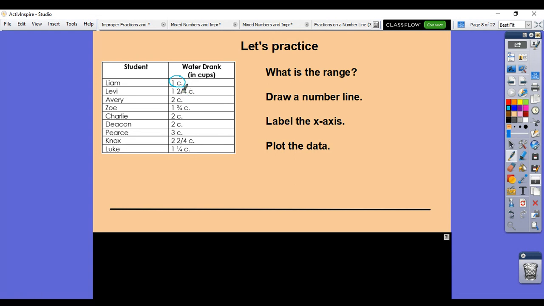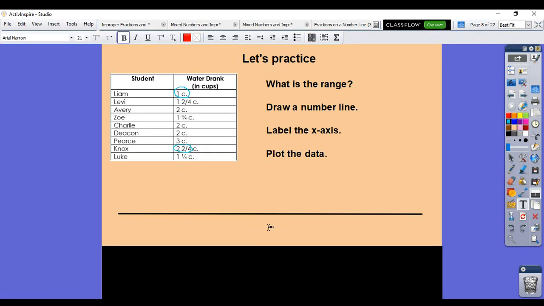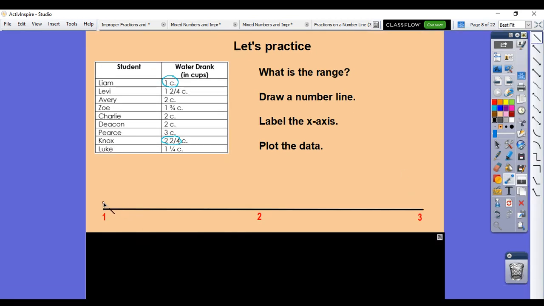Now let me find the largest number. Okay, I see 2 cups. Is there anything more than 2 cups? Up 2 2/4. So there's my smallest measurement, my largest measurement. So I can't stop at 2, because I have 2 and a little bit more. I might as well go from 1 all the way till 3. So I'm going to put 1 here, and I'm going to try to evenly space these out. 2 and 3. And I'm going to do my little tick marks here.